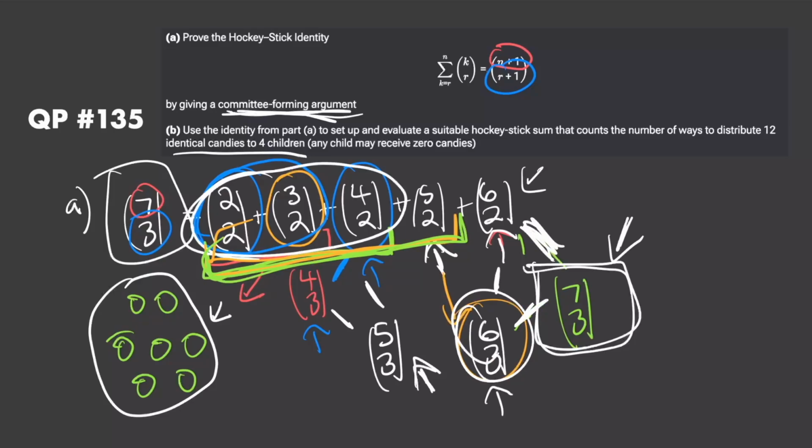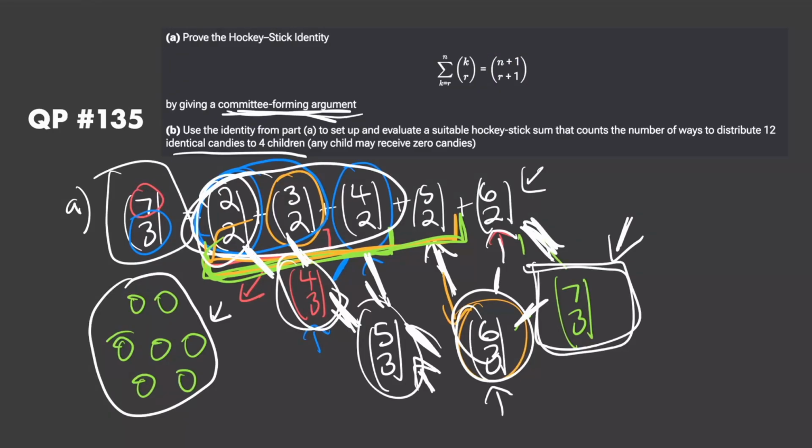Then I can break this term down into 5 choose 2 and 5 choose 3 by Pascal. I break this one down into 4 choose 2 and 4 choose 3 by Pascal, which I break down into 3 choose 2 and 3 choose 3, and then I broke down 3 choose 3 into 2 choose 2. So to generalize, what am I doing?